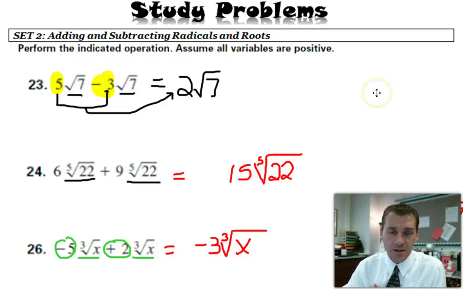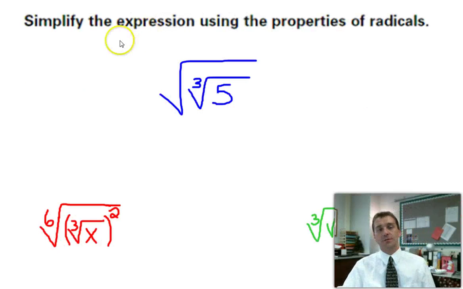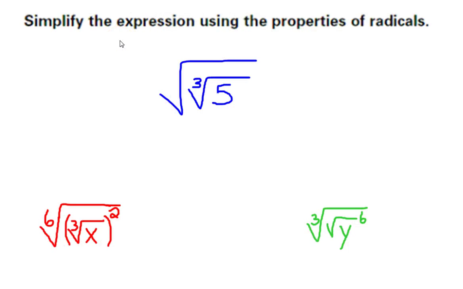Now, let's lead into something else. What you're going to see now is directions that say simplify the expression, and they look a little goofy. You got the square root of the cube root of 5. You got the 6th root of the cube root of x, that's squared. What? I got the cube root of the square root of something that's raised to the 6th power. This is crazy. Well, let's do these.